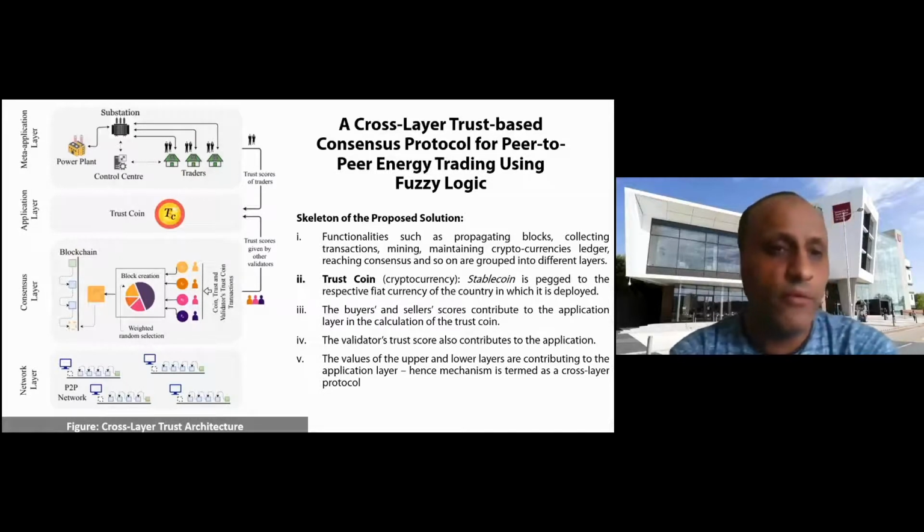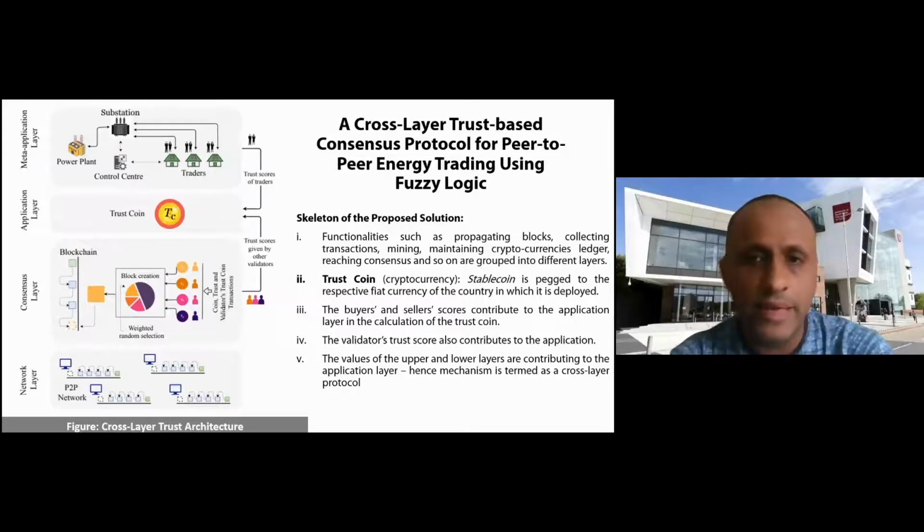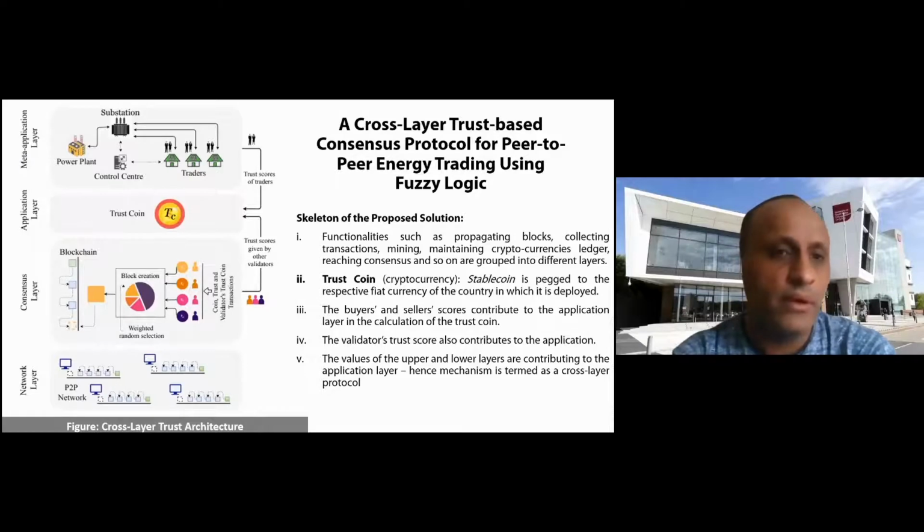We have four layers, namely network, consensus, application, and meta application layers in our architecture, as you can observe on the left hand side on this slide. Some of the key functionalities in blockchain include mining, maintaining cryptocurrency ledger, consensus mechanism, collecting transactions, and block propagation. Those are grouped in the different layers that I have just mentioned.